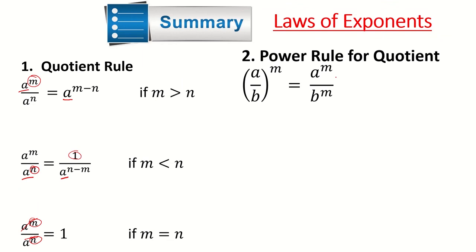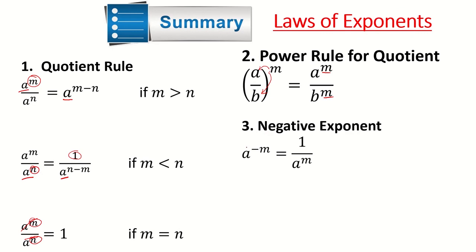Okay, power rule for quotient. If there's a quotient here inside of parentheses and it's being raised to a power, that means you just have to multiply the m to each exponents of our bases here. So m times 1, m times 1 here because exponent of b is 1, so m. The negative exponent says that you just have to transfer it to the other part of the fraction to make the exponent positive. Then 0 exponent, anything raised to 0 is equal to 1.